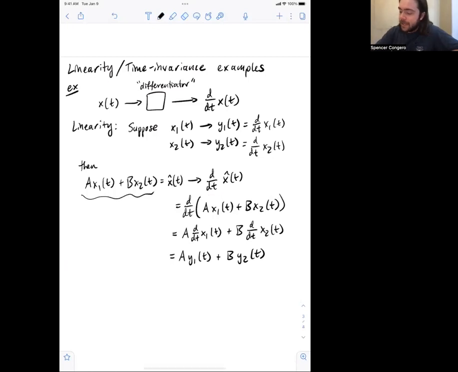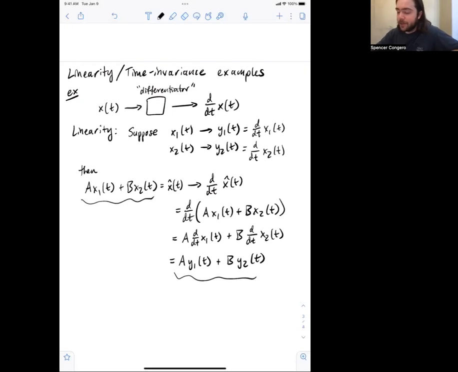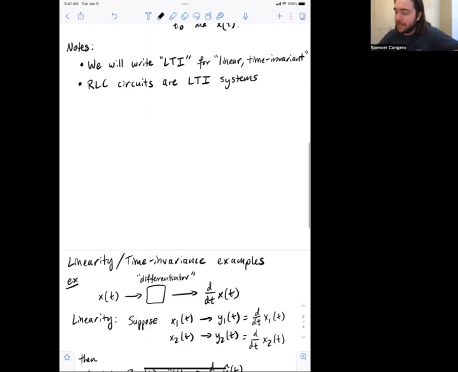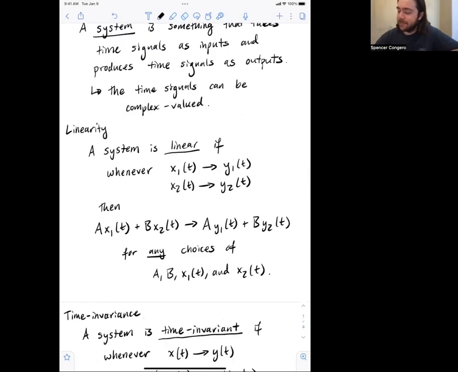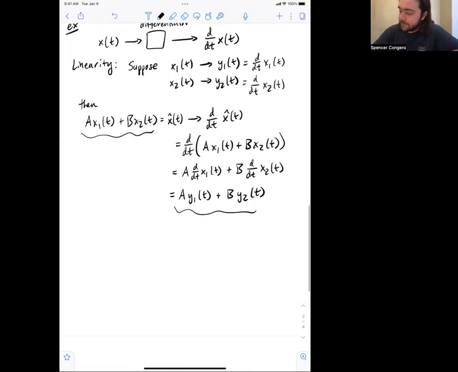Okay, so we put this in, ax1 plus bx2, and we get out ay1 plus by2. And x1 and x2 and a and b were completely arbitrary. We didn't put any restrictions on them. So let's check if this satisfies the definition of linear, and it does. Because we said if x1 gives us y1 and x2 gives us y2, then if you put any linear combination of x1 and x2 into the system, you should get out the same linear combination of the outputs. And that's exactly what we've shown below. And so at this point, we can conclude the system is linear. We've proved it.